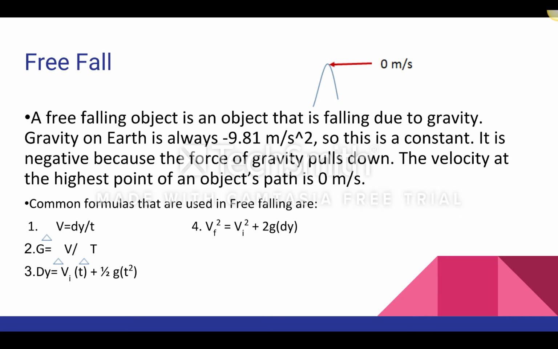Common formulas that are used in free fall are: change in velocity equals vertical displacement over time; gravity equals change in velocity over change in time; vertical displacement equals initial velocity times time plus 1/2 gravity times time squared. And finally, final velocity squared equals initial velocity squared plus 2 times gravity times vertical displacement.